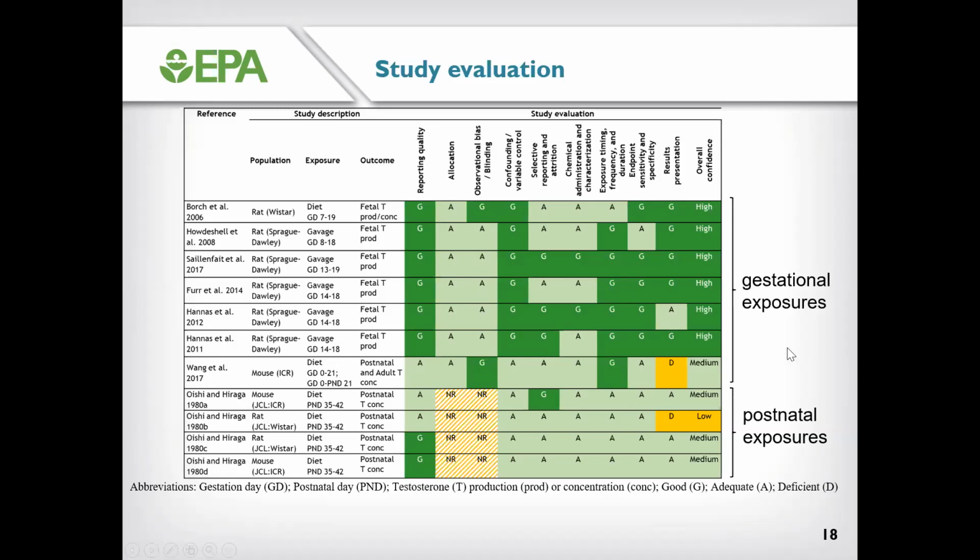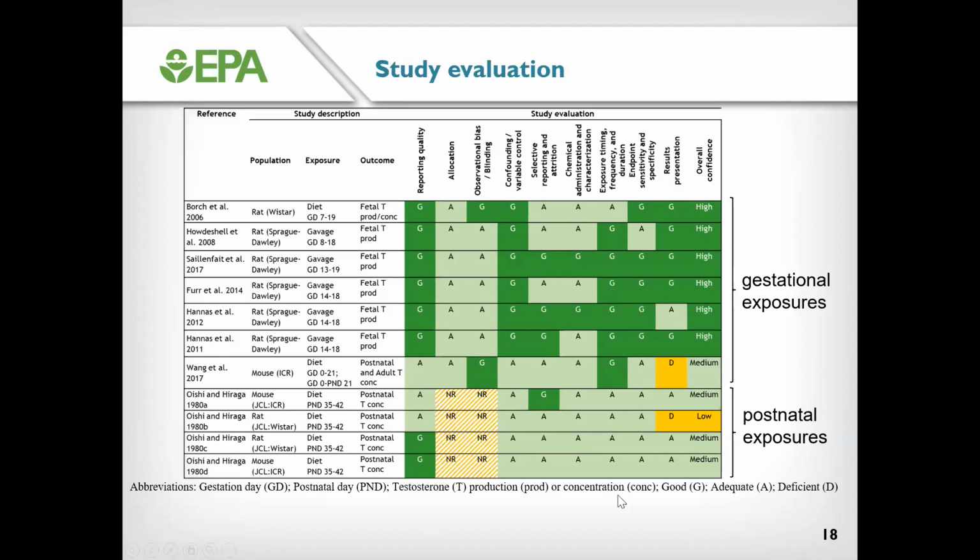Looking down at the postnatal exposure studies, you can see that we had more concerns about those. So for example, one concern for bias would be that they didn't provide any information about their allocation of test animals to experimental groups. And that's something that has been empirically shown to potentially bias your results in favor of seeing an effect. So that's one concern for bias.